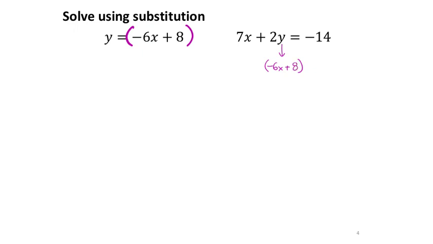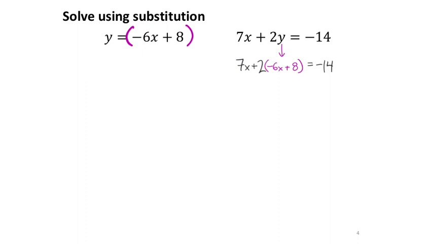Okay, so I replaced, mathematically, they would say substitute. Doesn't matter. Replace, substitute, it's the same thing. And now we have the rest of this equation. So now I've got 7x plus 2 times this purple parentheses, and then this would equal negative 14.